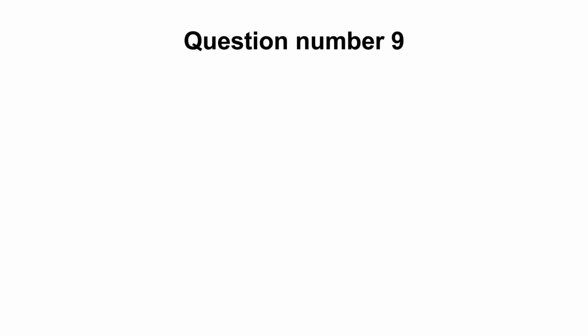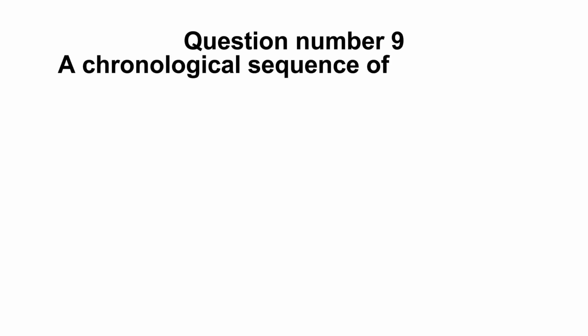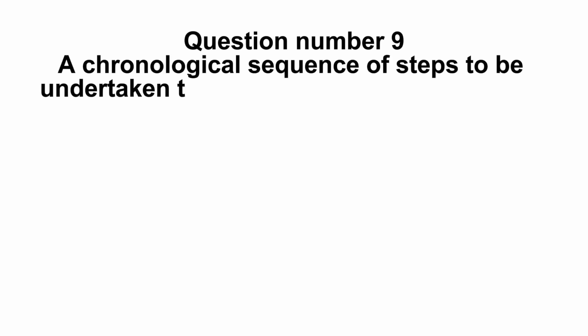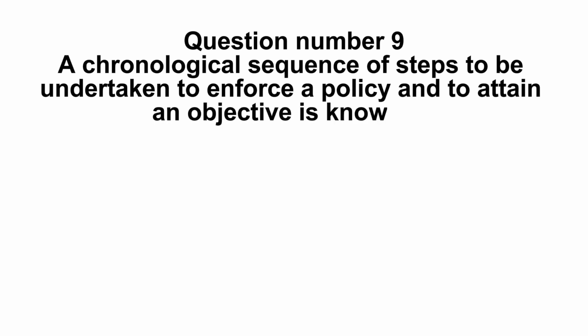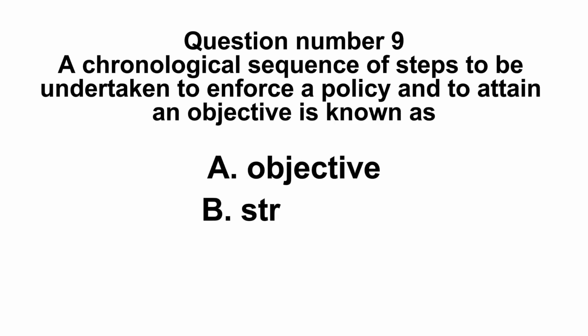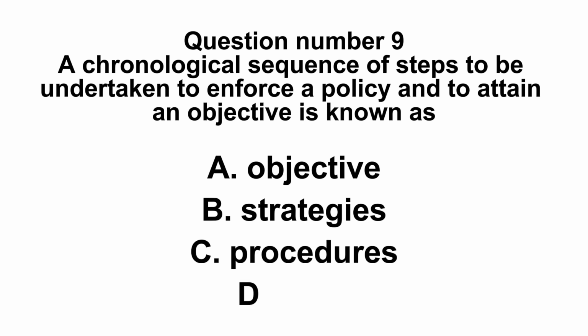Question number 9. A chronological sequence of steps to be undertaken to enforce a policy and to attain an objective is known as A. Objective. B. Strategies. C. Procedures. D. Rules. And the correct answer is C.